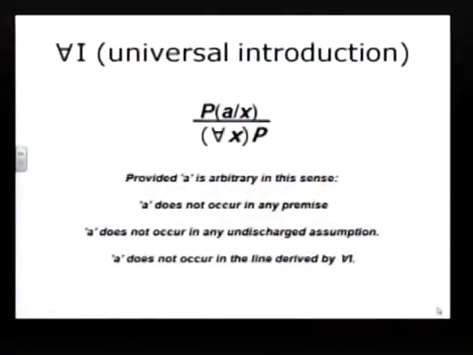You'll remember universal introduction says that you can go from a formula that's unquantified and contains the letter A to the universally quantified version of that sentence, which replaces the A's with X's, if the A in the original sentence is arbitrary. And by arbitrary, we meant first of all, it didn't occur in any premise. And secondly, it didn't occur in any undischarged assumption. And thirdly, it didn't occur in the particular line derived by the use of universal introduction.